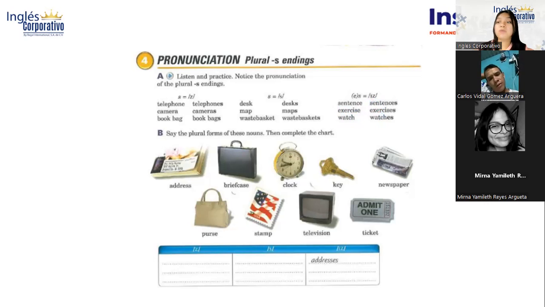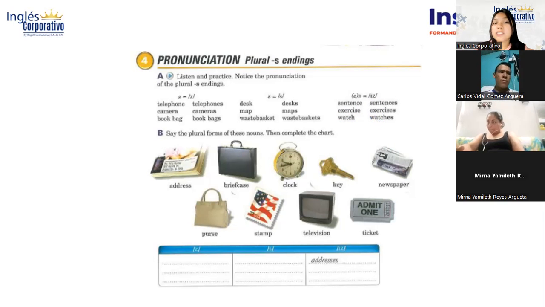Exercises. Exercises. Con una I y una Z. Esta pronunciación tiene que ser bien. Okay? Then we also have watch, que es un verbo de ver o puede ser también un objeto, reloj. Right? Entonces, en esta pronunciación decimos watches. Watches.